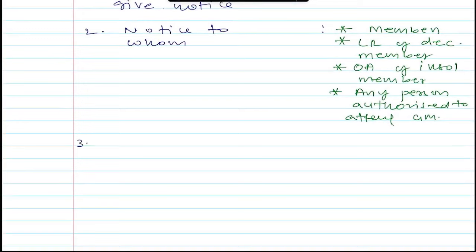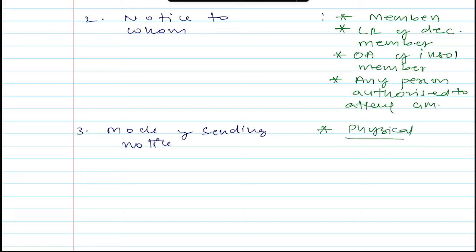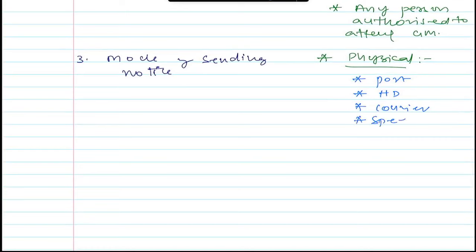Number three, mode of sending the notice. Physically you send by post, hand delivery, or courier; these are the three modes. When I say post, what also will be included? Speed post, registered post.